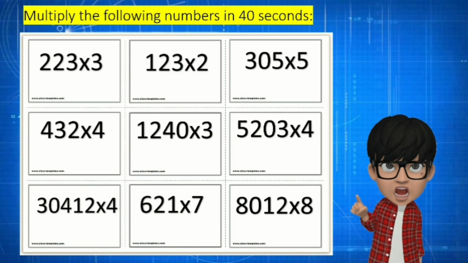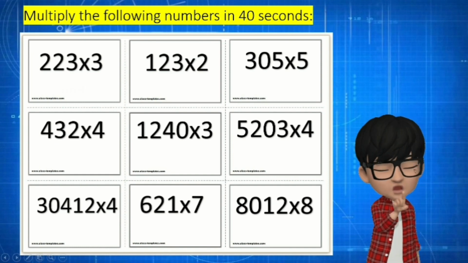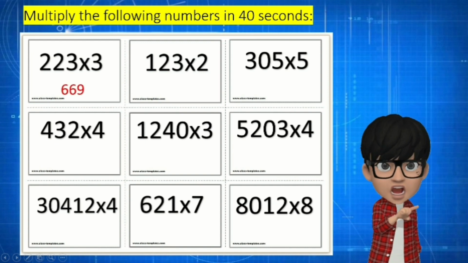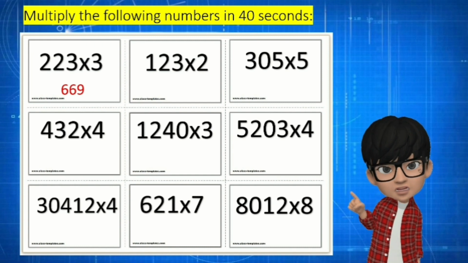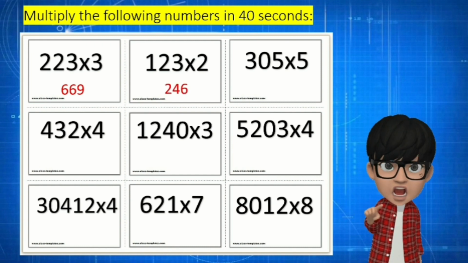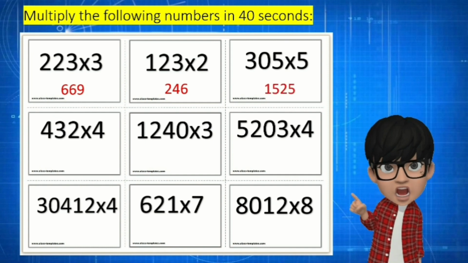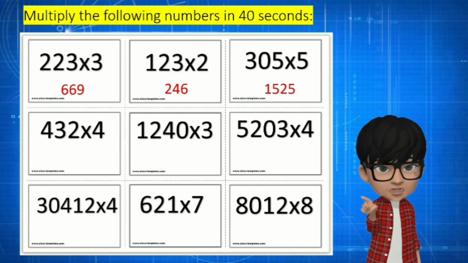For number 1, we have 223 times 3. The product is 669. For number 2, we have 123 times 2. The product is 246. For number 3, we have 305 times 5. The product is 1,525.